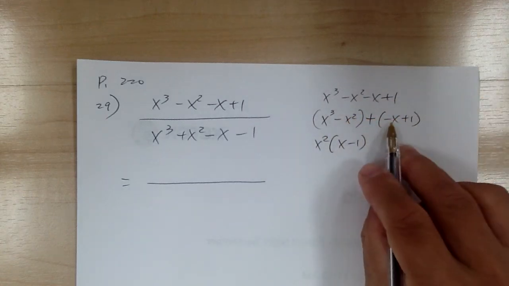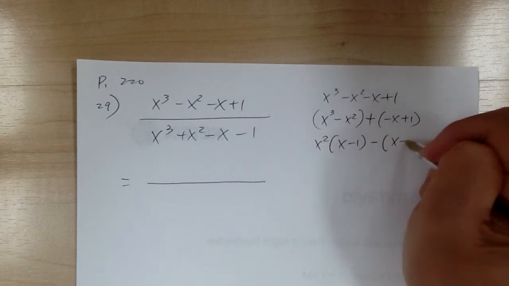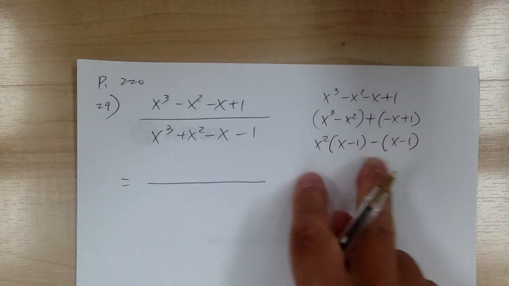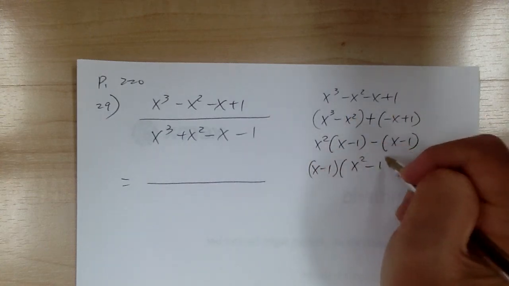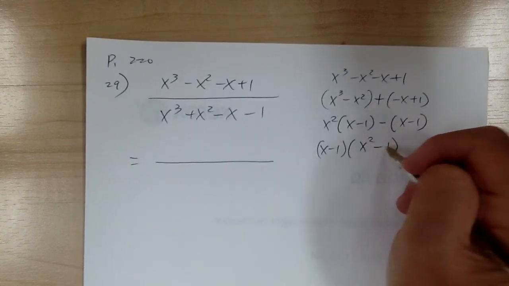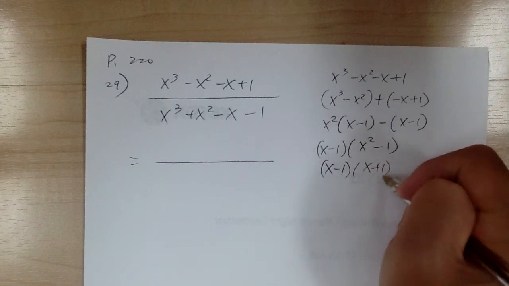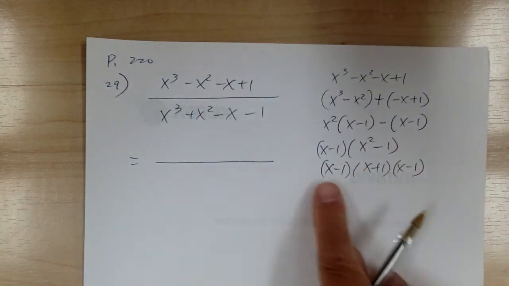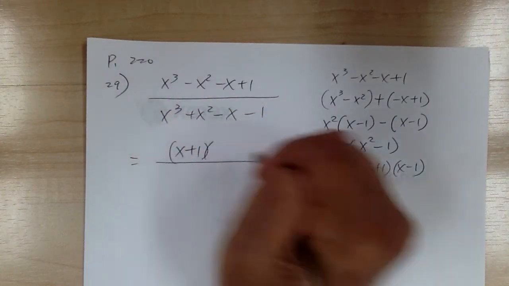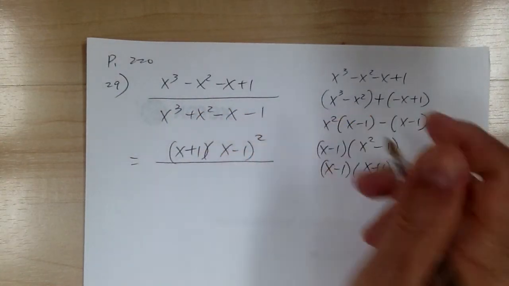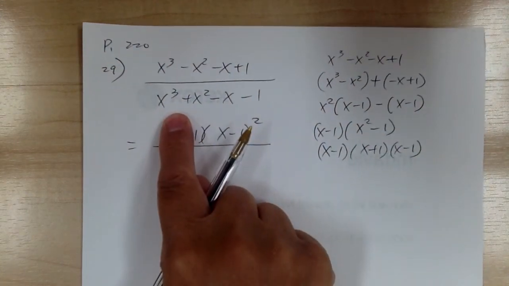Over here, you always have to factor out the negative. So factor out the -1, and you get x minus 1. And over here, you can factor out the x minus 1, and you're going to get x squared minus 1. And you can factor that into x plus 1, x minus 1. So this one would be x plus 1, x minus 1. Notice you got two of these, right? So on the top, you're going to get x plus 1 times x minus 1 squared.